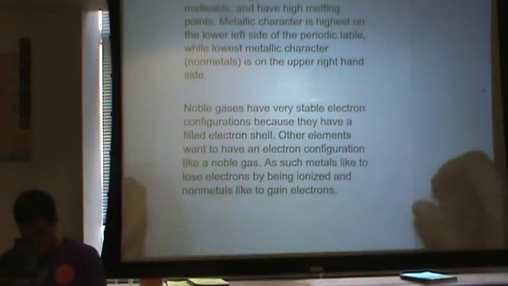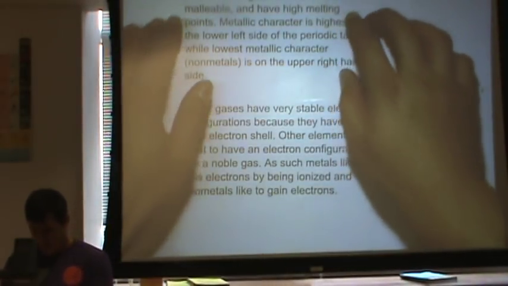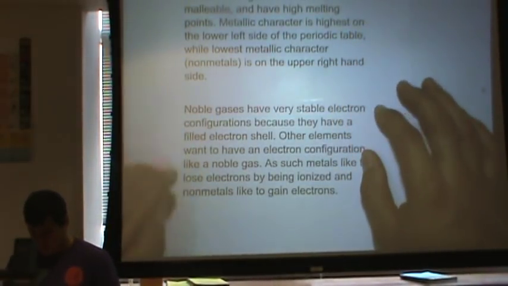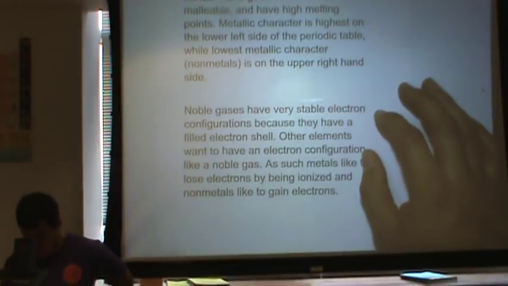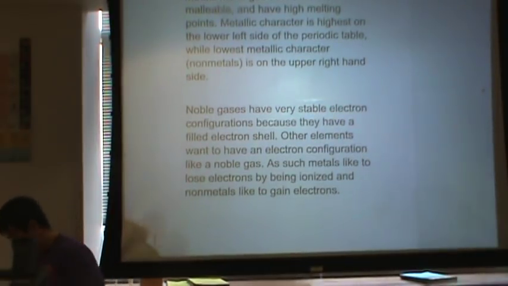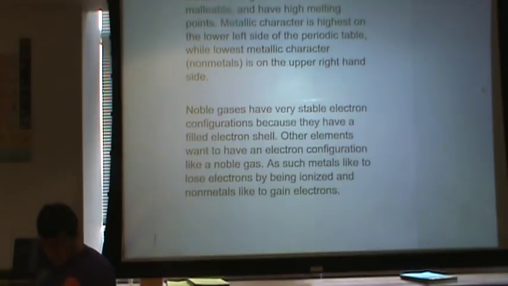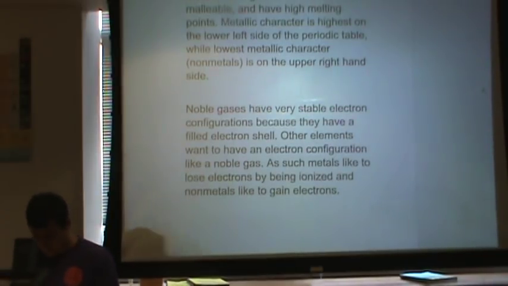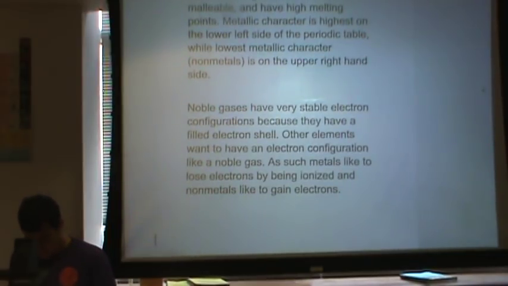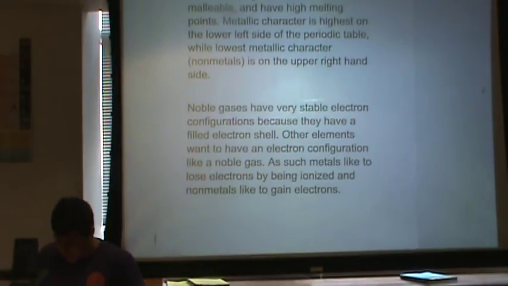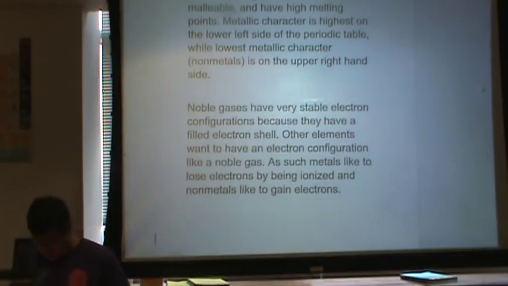So metals make good conductors, are malleable, and have high melting points. Metallic character is highest on the lower left of the periodic table, while the lowest metallic character, the nonmetals, is on the upper right-hand side. Noble gases have very stable electron configurations because they have a filled electron shell. Other elements want to have an electron configuration like a noble gas. As such, metals like to lose electrons by being ionized, and nonmetals like to gain electrons.